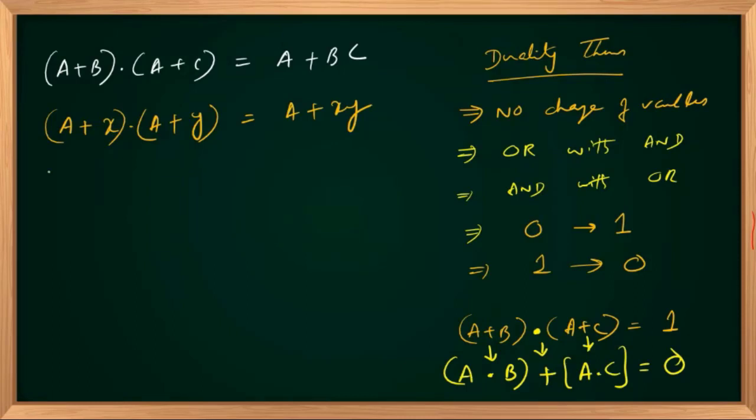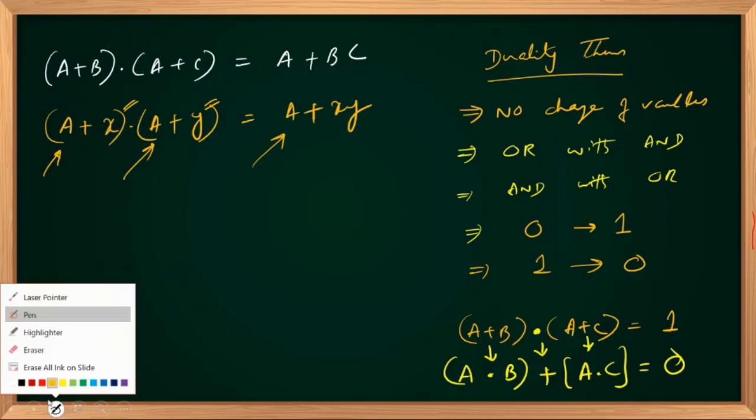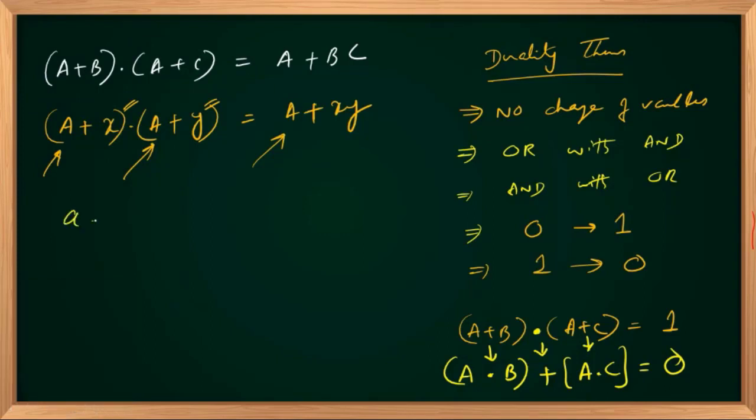A is the first term, that first term ORed with the product of two other terms. Suppose we have the expression (a + b)·(a + c). We should simplify it as a + bc. That was another theorem we learned in the last class.